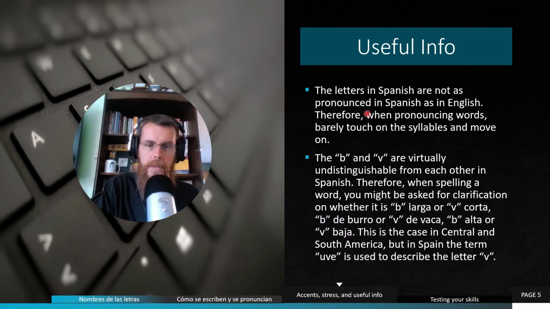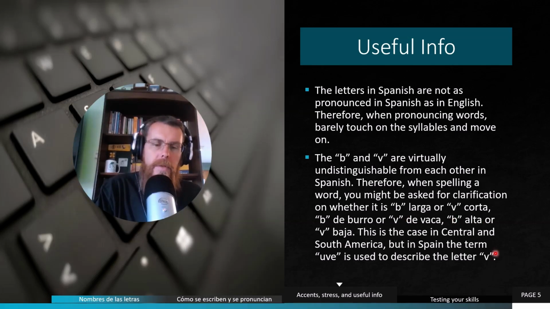The letters in Spanish are not pronounced as English letters. Therefore, you just barely touch on them and go. So B and V, we've talked about this before. They are essentially identical in pronunciation. So when you're spelling something out, you might be asked, is it B larga or B corta? Is it B de burro or B de vaca? Or B alta or B baja? This is the case in Central America, but in Spain they use the term ube, so it's not really a problem in a lot of Spain.